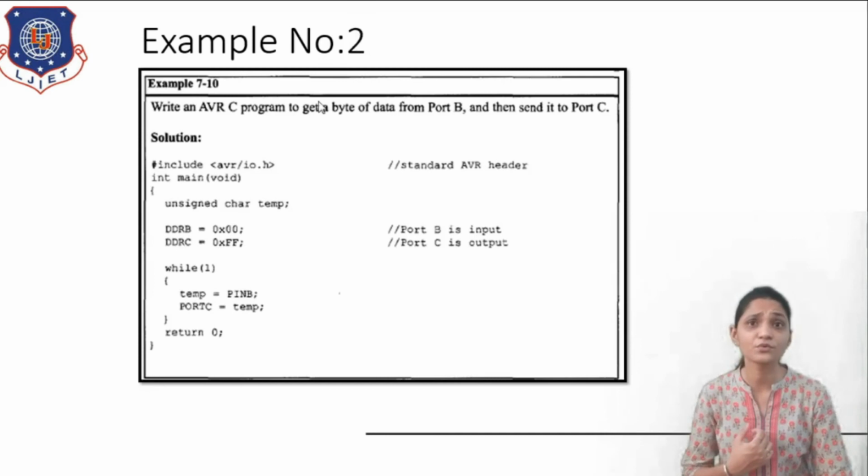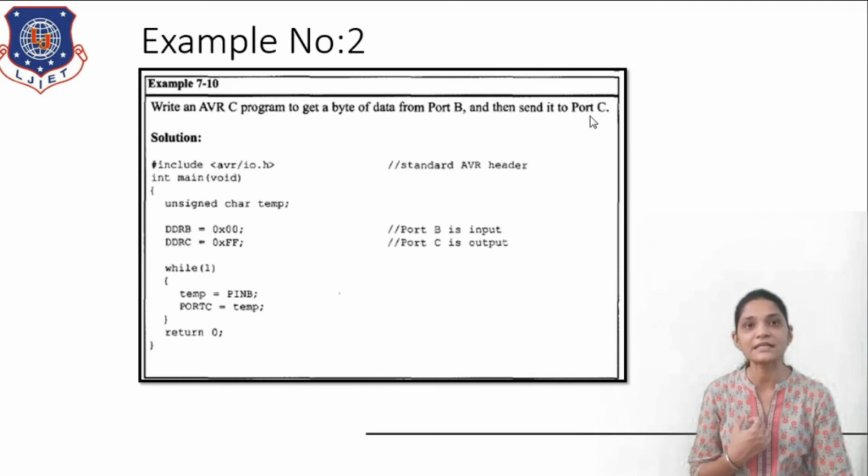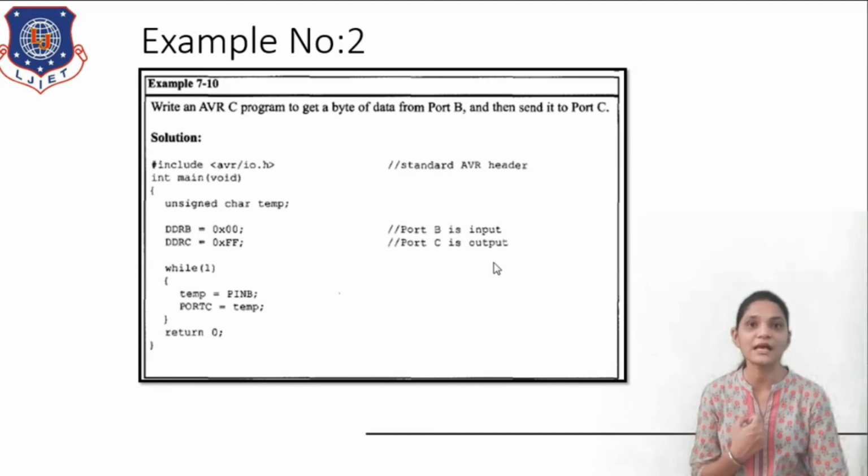Okay, so another example: we have to write the AVR C program to get the byte data from port B and then send it to port C. So for this you have to make port B an input port and port C an output port. Here we are defining one temporary character for getting that data from port B into the temporary variable, and then sending that temporary data to port C. Okay, so we are using this one temporary character, and then we are using DDRB equals 0x00 for making port B an input, and DDRC equals 0xFF for making port C an output port.